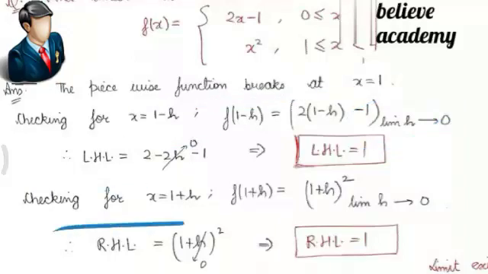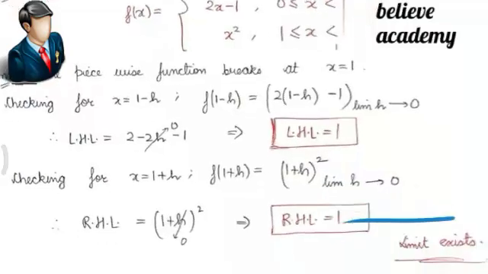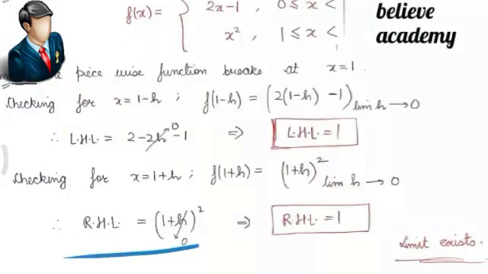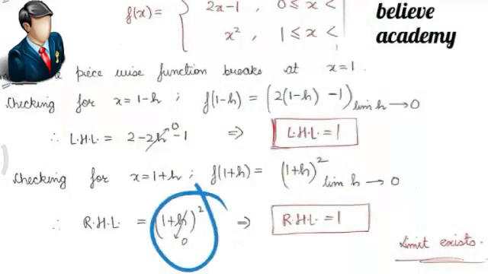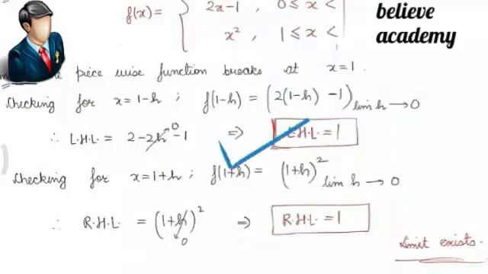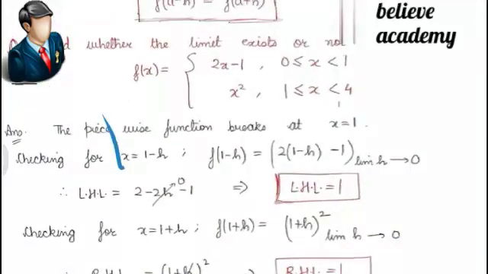Now we are checking for x is equal to 1 plus h, the quantity is greater than 1. So the quantity greater than 1 would lie in this particular piecewise function. So f of 1 plus h would be equal to 1 plus h whole square, limit h tends to 0. So from here the right hand limit where h tends to 0 would be equal to 1 square, which also comes out to be equal to 1. So left hand limit is equal to right hand limit, so it basically implies that the limit exists and the value is equal to 1.